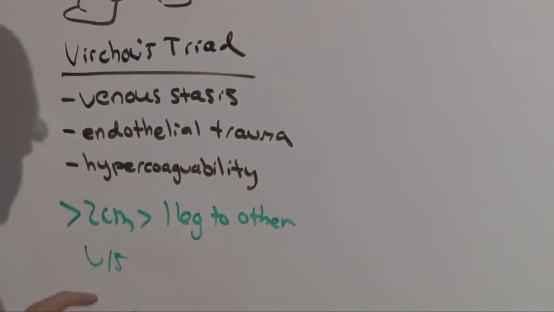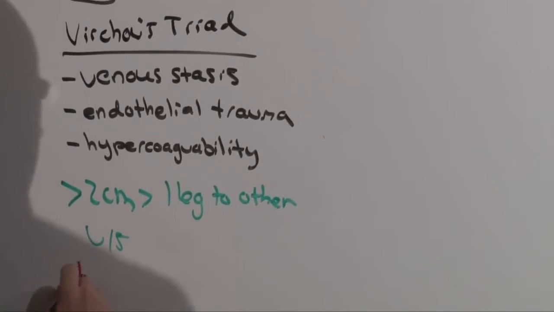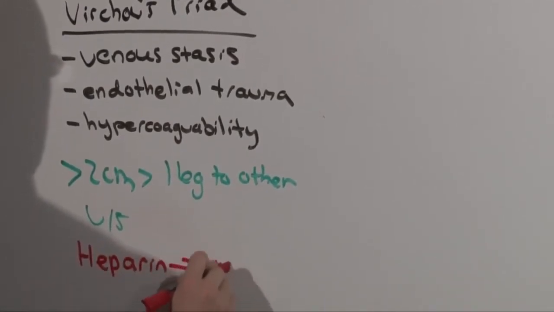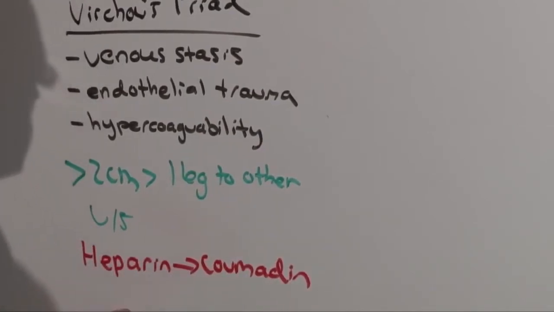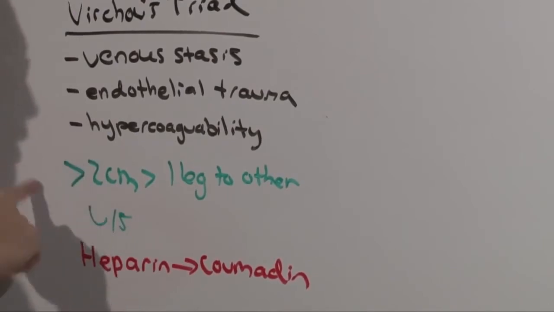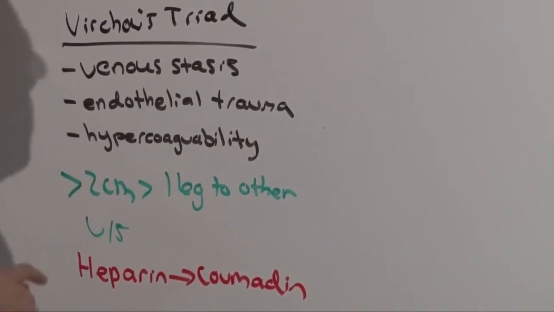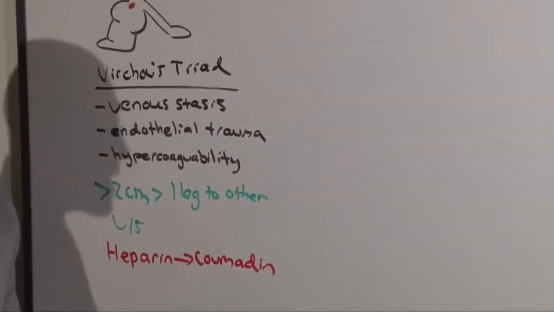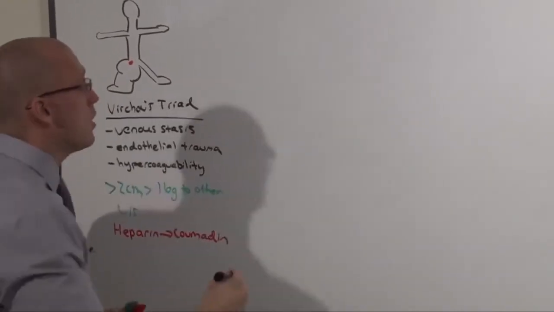And once you have confirmed the DVT, you treat with a heparin to Coumadin bridge. You anticoagulate. I'm being brief here on purpose because DVT is not what you care about. You care about the PE. So now we're going to talk about the pulmonary embolism itself, why it causes the damage it does and why we do the therapies that we do.